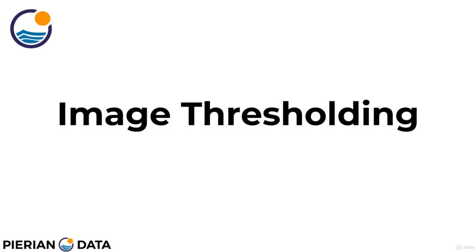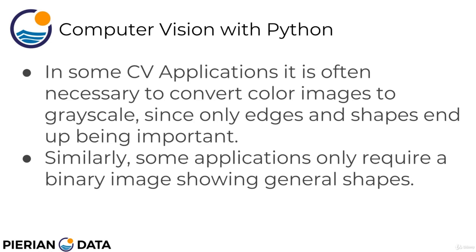Welcome back. In this lecture, we're going to talk about image thresholding. In some computer vision applications, it is often necessary to convert color images to grayscale, since only edges and shapes end up being important for certain applications. You don't actually need to know the color of someone's shirt, for instance, to get the outline of a shirt. Similarly, some applications really only require a binary image showing general shapes, not even just grayscale, just black or white.